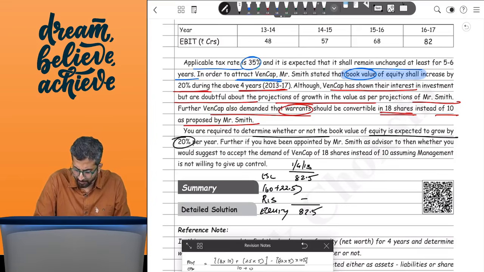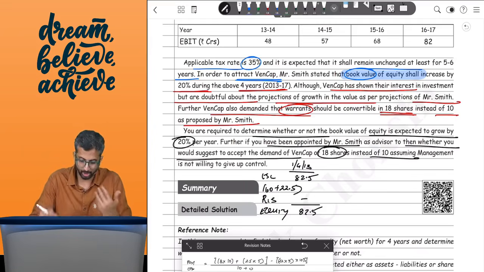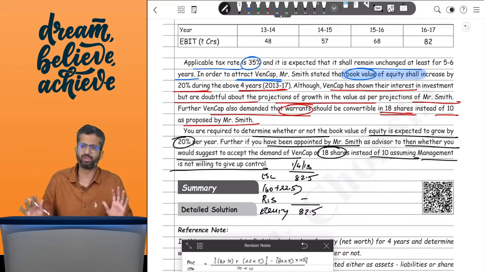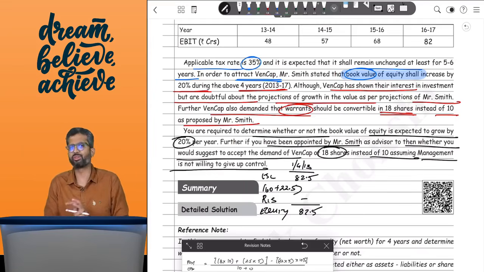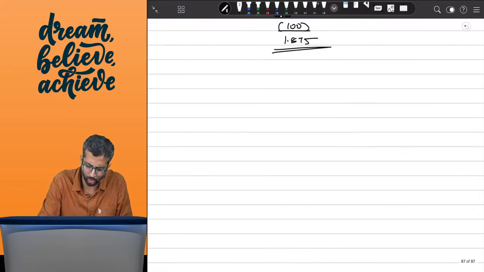Further, you have been appointed by Mr. Smith to advise whether you would suggest to accept the demand of VenCap of 18 shares instead of 10. Here the conclusion is given assuming, so we have added this, assuming management is not willing to give up control. So there are two things that you have to prove. First, whether the book value is actually growing by 20% each year. Now, how do I do that? Well, if I do it for 1 or 2 years, you should be able to do for the other years.